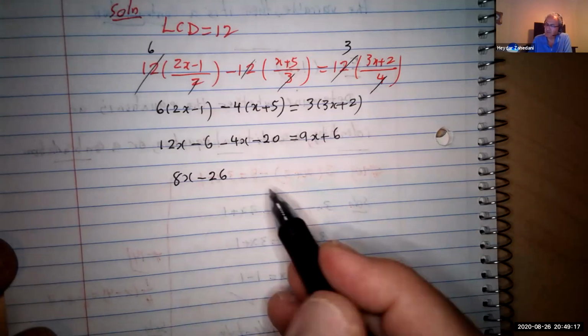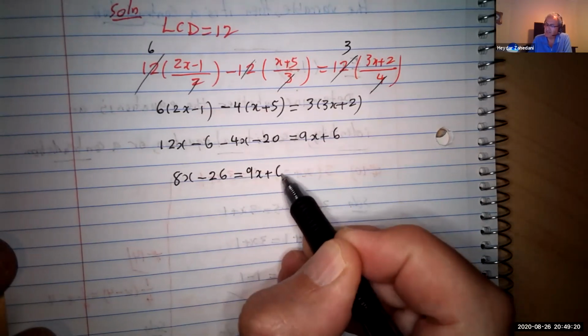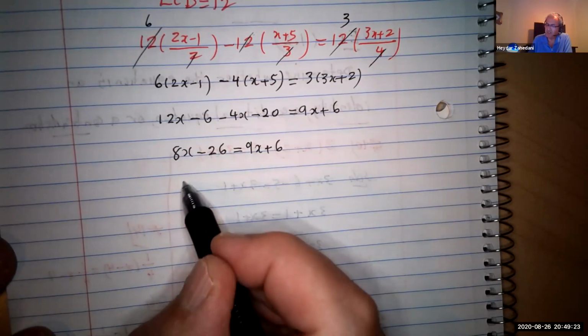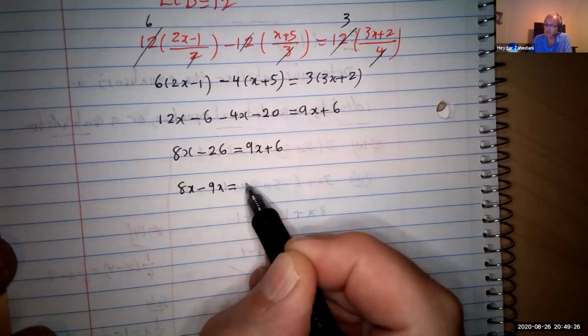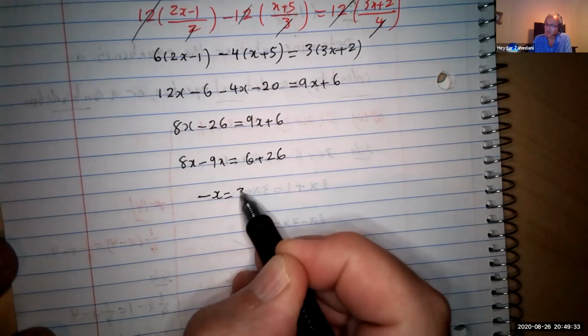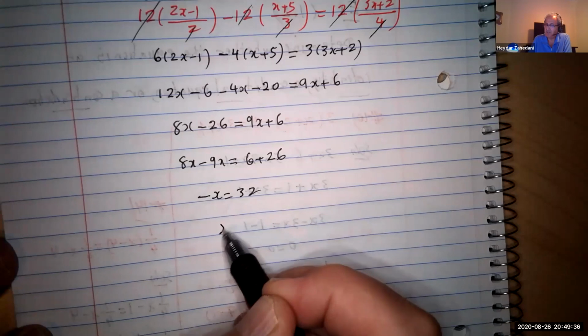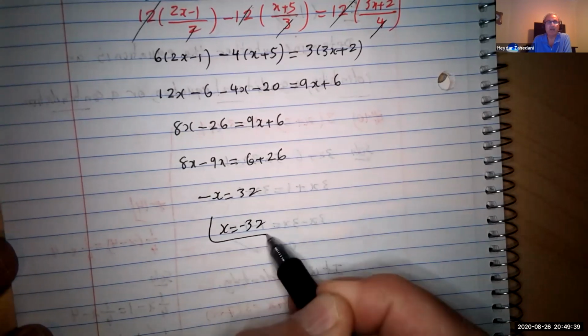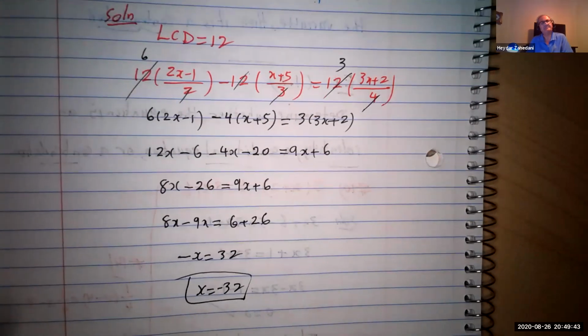Now we get 8x minus 26 on one side, and on the other side, we get 9x plus 6. Move the variables: we get 8x minus 9x, and that would be 6 plus 26. So that gives us negative x equal to 32. So your x would be negative 32. And you're done. Okay, so that's the case when the denominators are all numbers. As soon as you clear the fractions, the result is a linear equation in this case all the time. And you solve your linear equation to get the final answer. Any question?